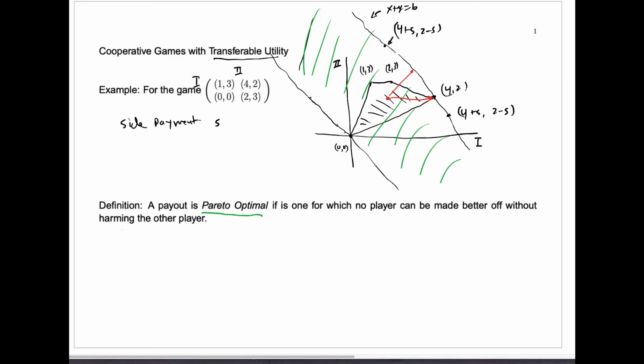This idea of Pareto optimal is important because it should be clear that if it's a cooperative game and there's transferable utility, one would never want to pick an outcome that isn't Pareto optimal. In other words, one would always want the Pareto optimal outcome, because if it's not, just do whatever's necessary to move to a situation where one player is better off without hurting the other, or where both players are better off.